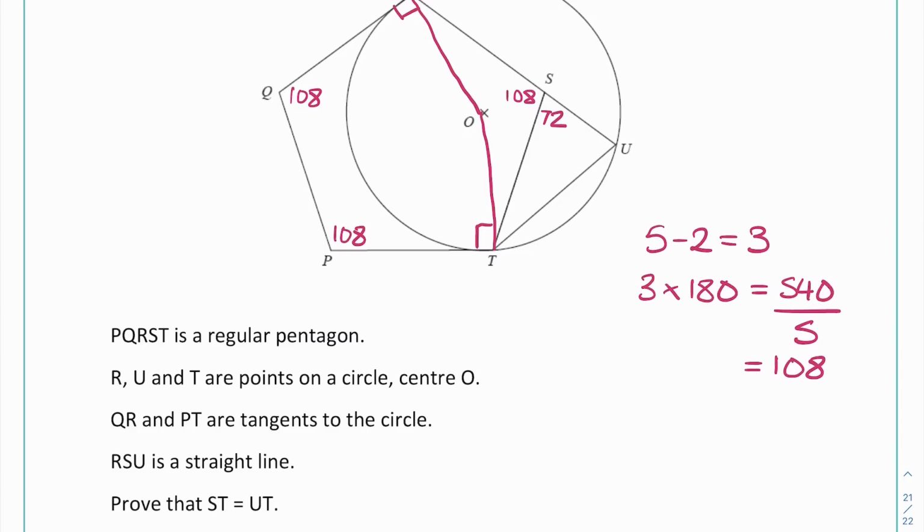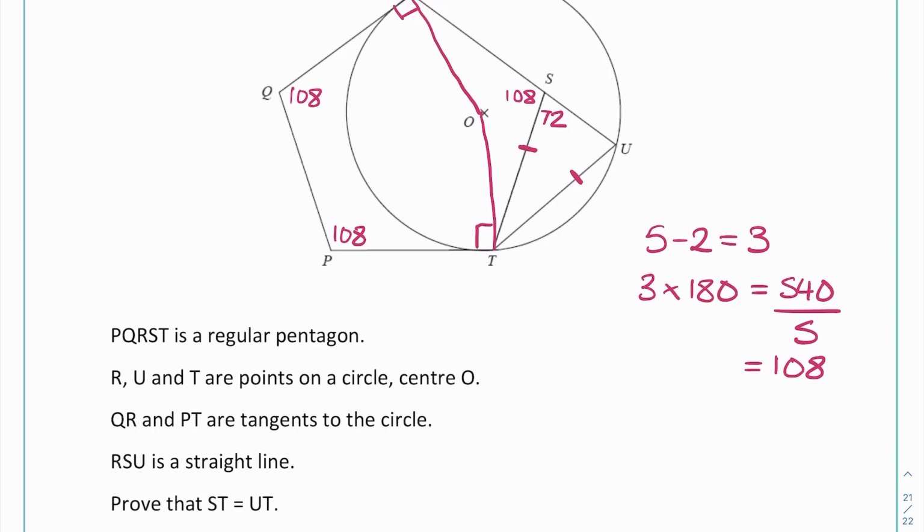So moving on to the next part then, where can we go from here? Well, we've got one of the angles, so if this is an isosceles triangle, which is obviously what we're trying to prove, then we need to find either this angle or this angle. And it looks like it's going to be the angle over by U. So how can we try and get that angle?